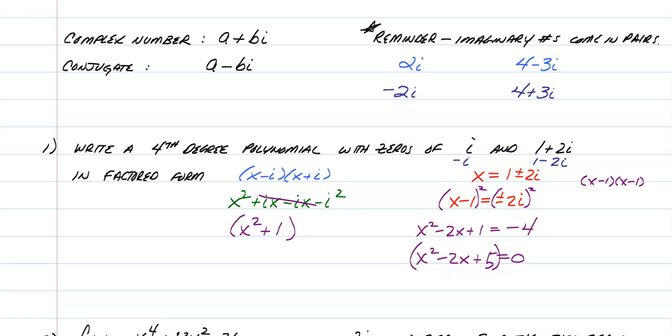So your fourth degree polynomial written in factored form would be f of x is equal to x squared plus 1 times x squared minus 2x plus 5. Now again, you could have taken this and said that came from x minus 1 minus 2i, and x minus 1 plus 2i, and you could have FOILed those together, but that would be a lot of multiplying with i's and x's to do, but it absolutely works if you want it to.